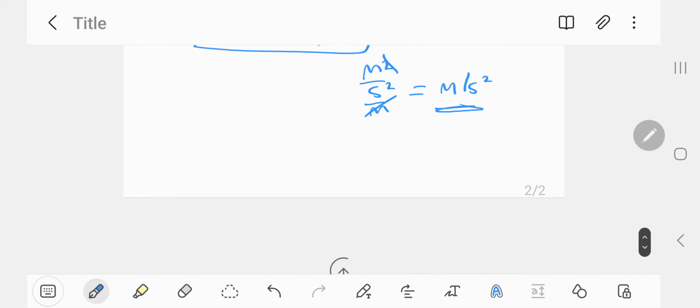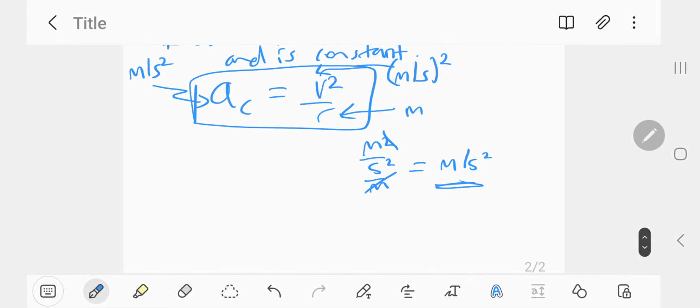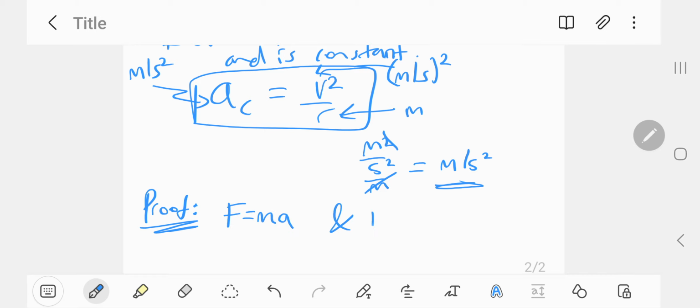If you want to know the proof, it's pretty straightforward. So here's the proof for the centripetal acceleration formula. We'll start off with F equals ma, and F sub c is equal to mv squared over r. The object in circular motion is experiencing a force due to the tension of the string, right?